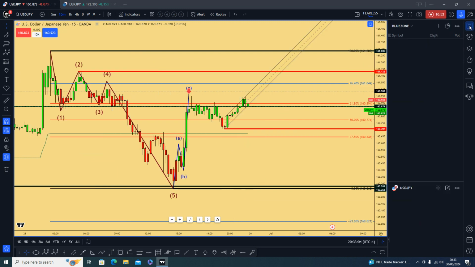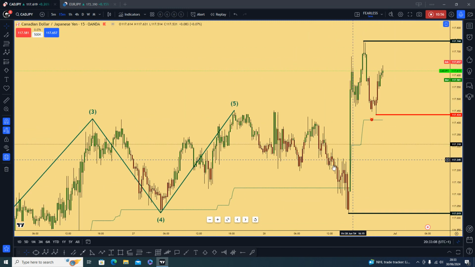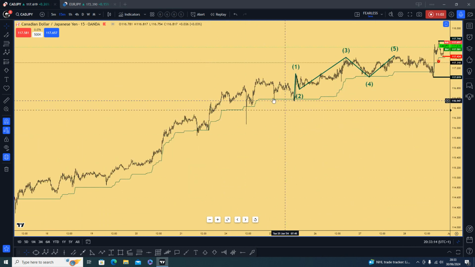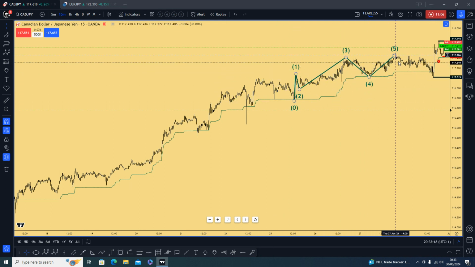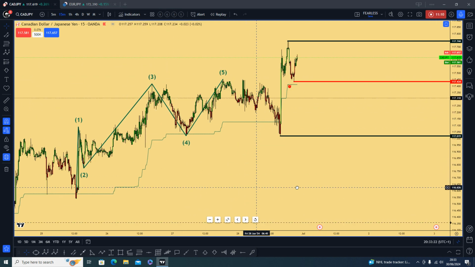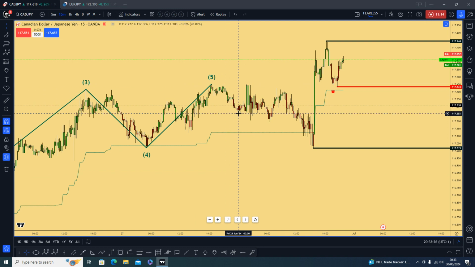So last but not the least is the Canadian dollar Japanese yen. Very similar to the dollar yen. Okay, so we have the CAD yen. We had a move here. That's a reset. 1, 2, 3, 4, 5. That's the high, followed by a pullback. Look at the pullback here. This is very important. Okay, this pullback turned to downtrend.